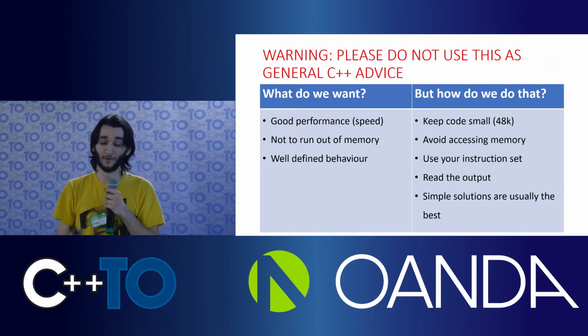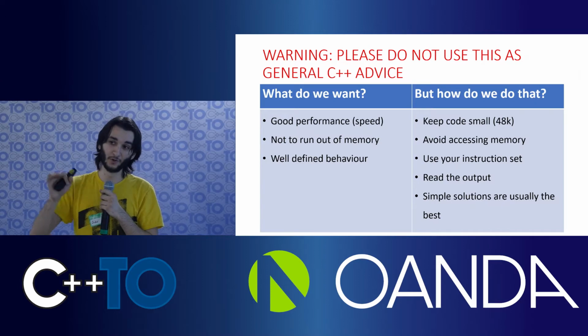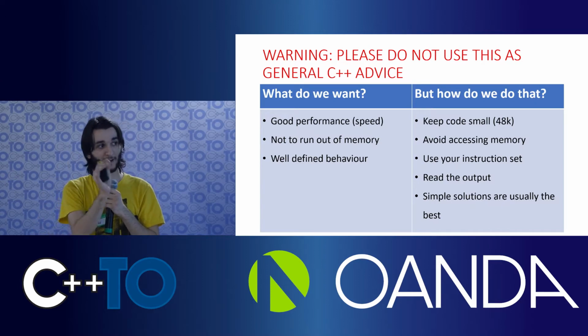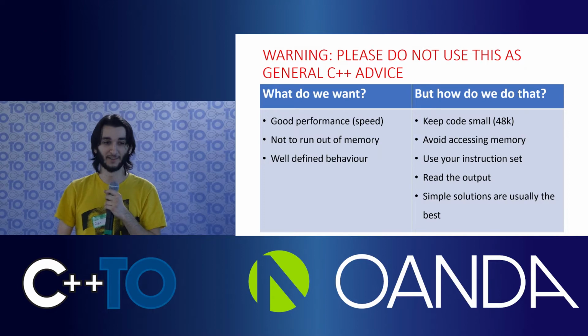Another thing you want to do is avoid accessing memory as much as you can, because that is by far the slowest thing you can do on the 8086. And you want to use your instruction set to its maximum ability, because it's a very complicated instruction set, which is actually designed to get the most out of such a slow CPU.